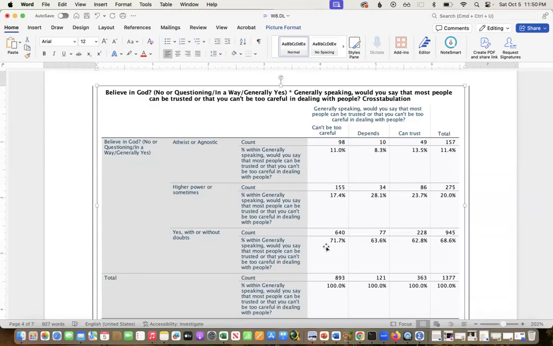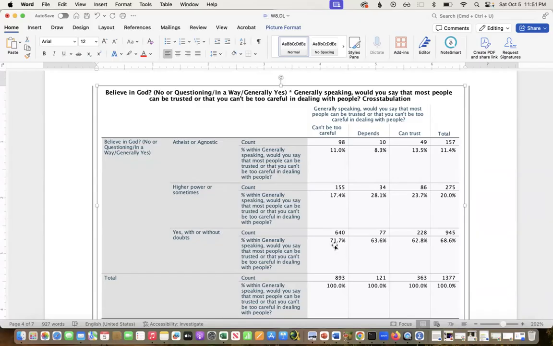Let's go to the last row. Okay, so these are the outcome of believing in God with or without doubts. And so you can see here that people who are less trusting, over 70% believe in God. And then people who say it depends and people who say you can trust are pretty similar. They're about 0.8% apart. But both of these are about 8 to 9% different than this one.